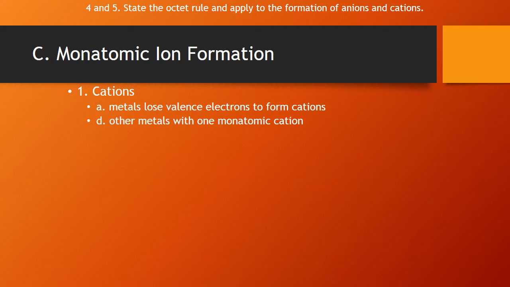So what we've established so far is that all group 1 metals have a 1 plus charge in their cations. Group 2 metals are all 2 plus. There are other metals that only form one monatomic cation. Those would include aluminum, which is always 3 plus, silver, which is always 1 plus, zinc, which is always 2 plus.